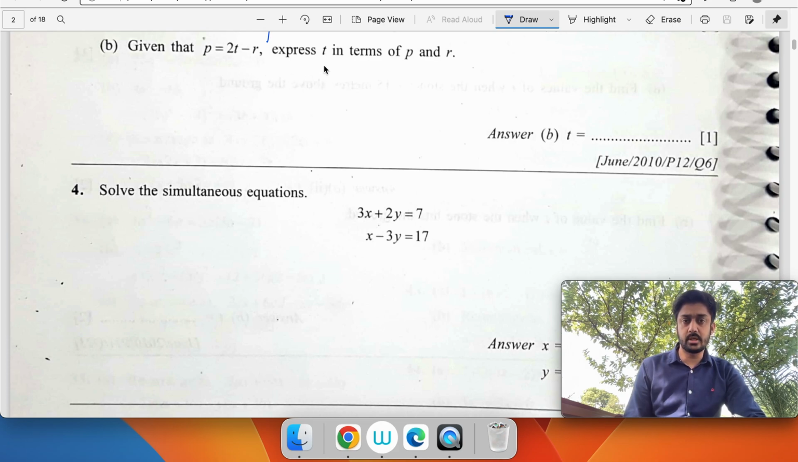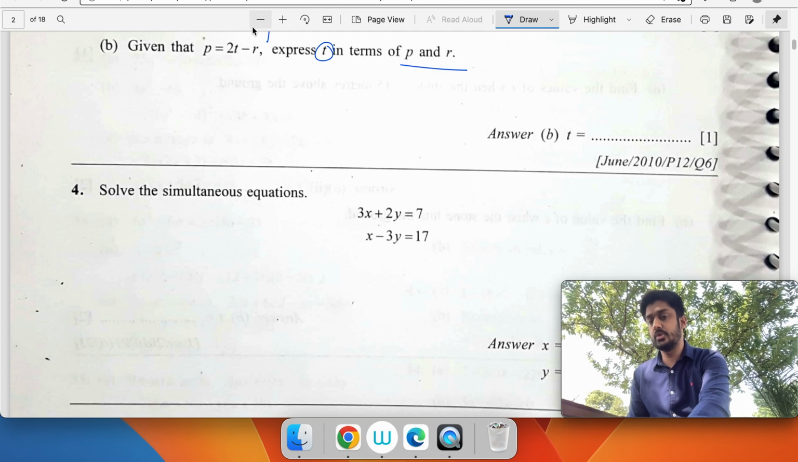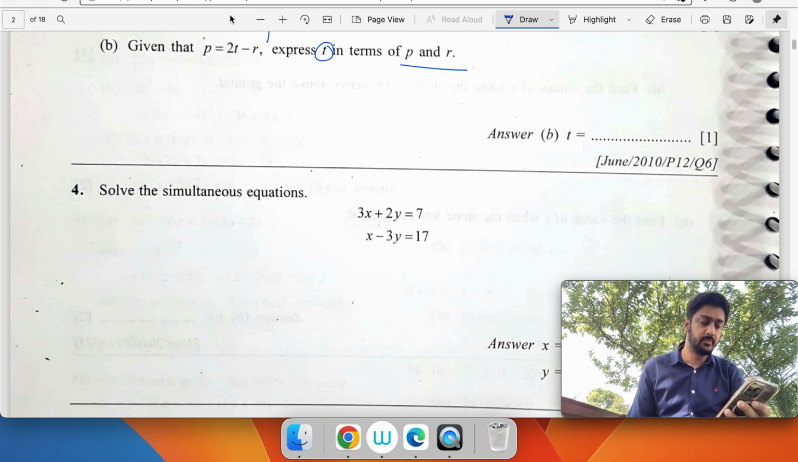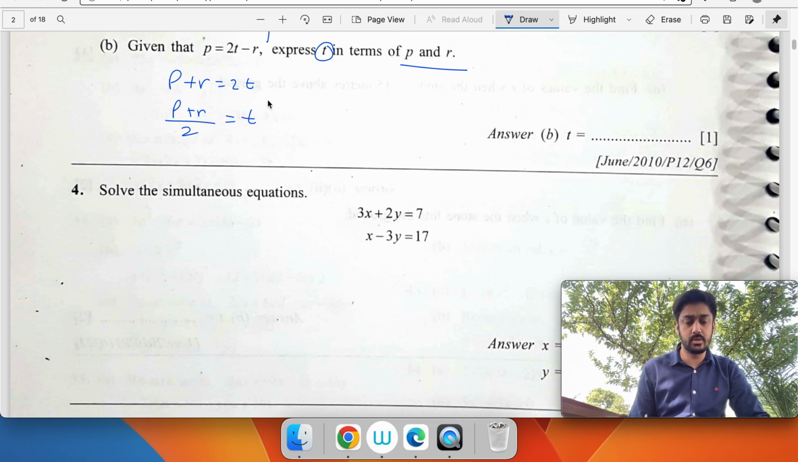Given that p is equal to this, express t in terms of p and r. So I'm making t the subject of the formula. So p plus r equals 2t. P plus r divided by 2 equals t, and this is t in terms of p and r.